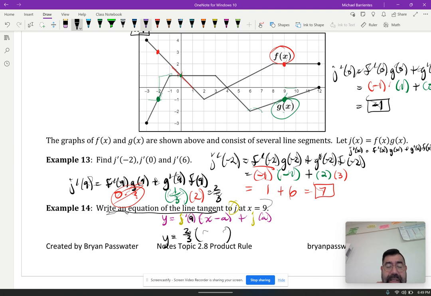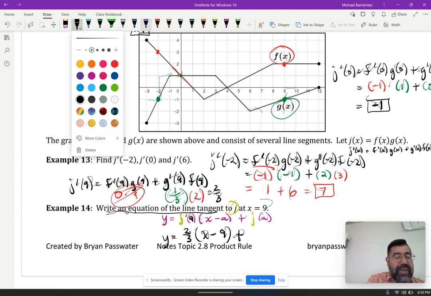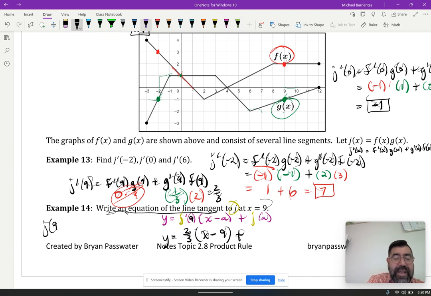And then the rest of the formula says x minus the x value, which is x equals 9, plus the y value. But which y value? The y value of f, the y value at g? No, the y value at j. Now, what did we say j was? We said j at any x value, including the 9, is equal to f of 9 times g of 9.